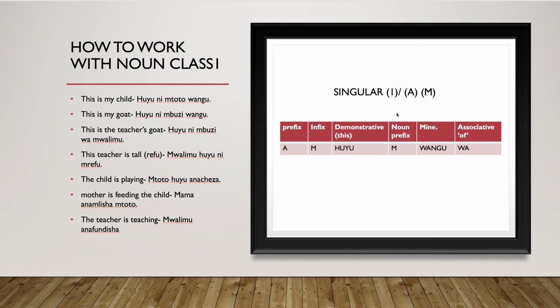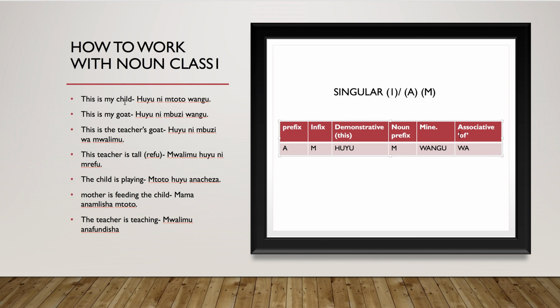So for noun class 1, just as a way of review, the prefix is going to be a, infix. The demonstrative this is huyu. The noun prefix, it's going to be and mine is going to be wangu, and the associative of, that is showing the relationship between two words, is going to be wa. We have a few examples here that we can use to demonstrate this point.